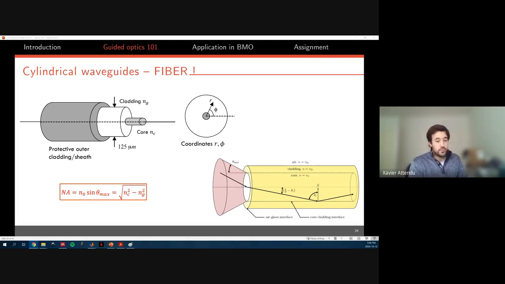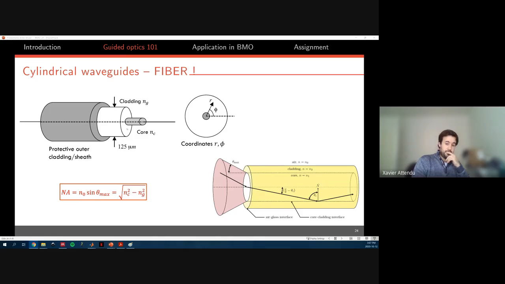So an optical fiber essentially is the cylindrical version of the planar waveguide. Instead of being this slab of material that's infinite in two directions and finite in one, we now have a cylinder where you have in the middle a core with a certain index, and on the outside a cladding with a different index.